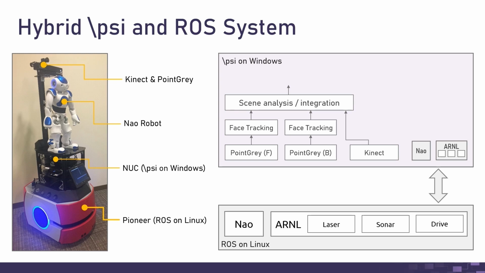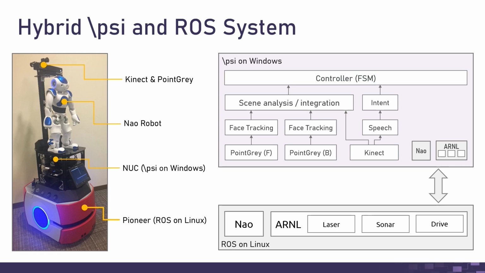So face tracking from the Point Grey cameras, and we actually used the Kinect mostly for the mic array. And so we would do speech and send things up to the cloud for speech recognition and use LUIS for intent. And we had a whole controller finite state machine that would run the robot's dialogue system.